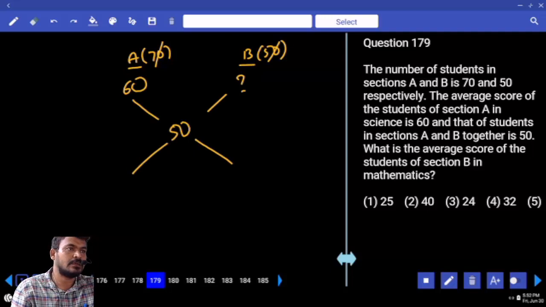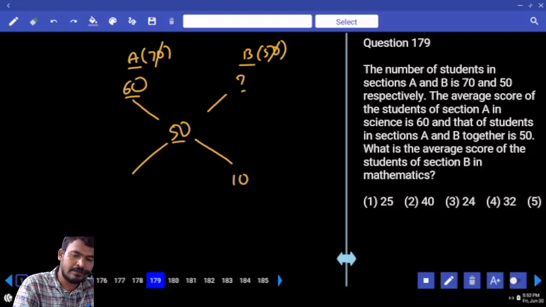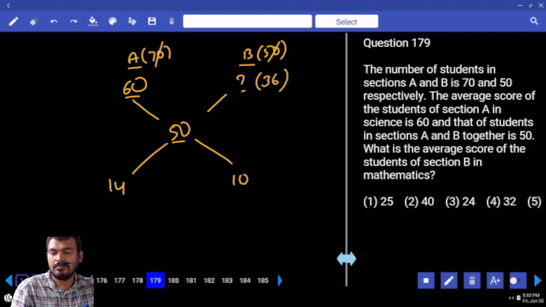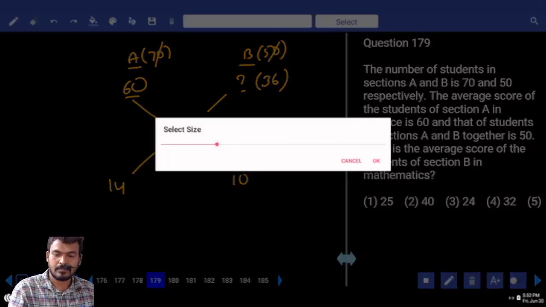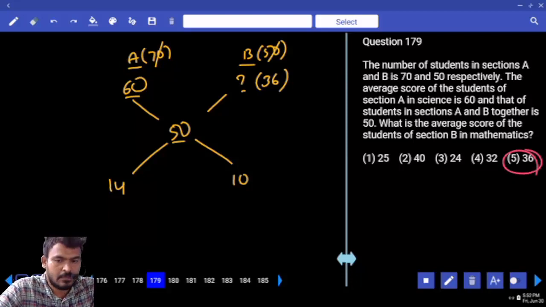By using allegation, what is the difference between 60 and 50? 10 or not? 5 becomes double. Right hand side double means left hand side also double. 7 double, how much? 14. 50 and 14, what is the difference? 36 or not? Means B average is how much? 36. By using allegation or not?